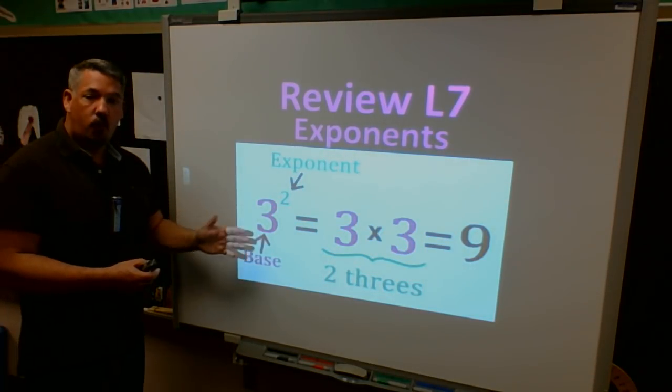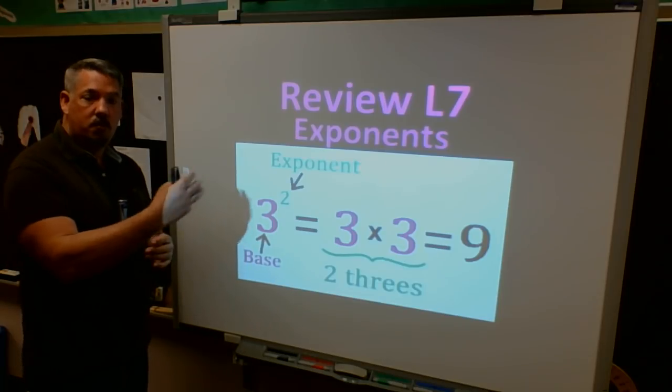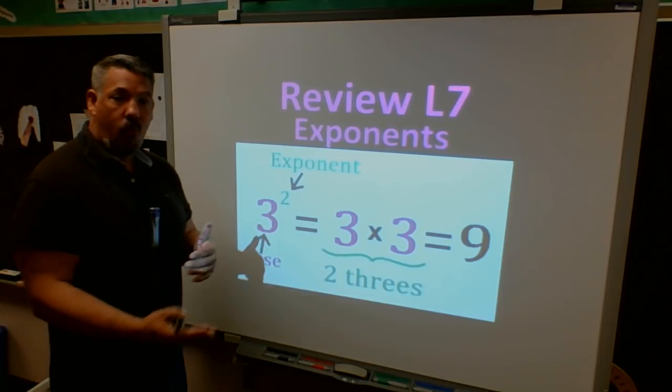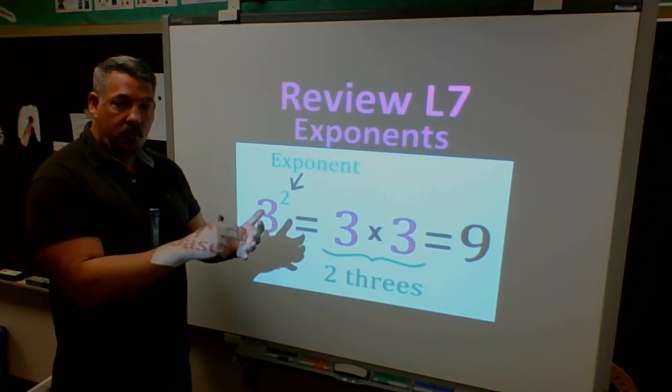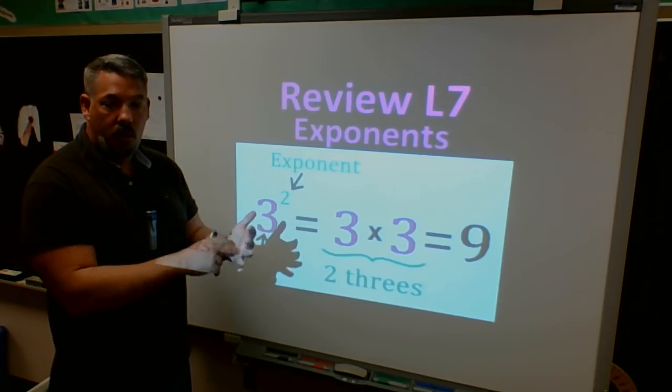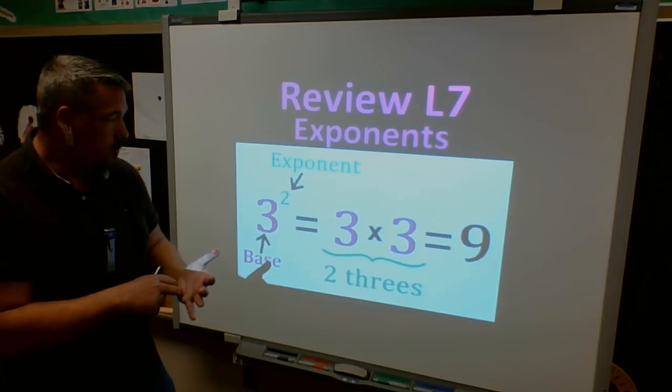If there were 11 threes, I would have to show 3 times 3 times 3, 11 times. And then when I put it in my calculator, I'd have to make sure that I multiplied 3 by itself 11 times and then hit my equal sign.